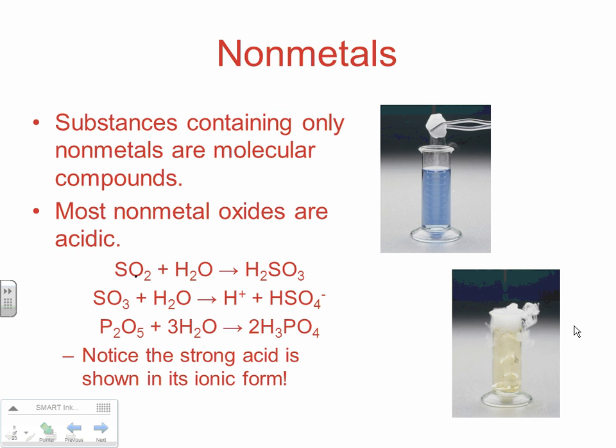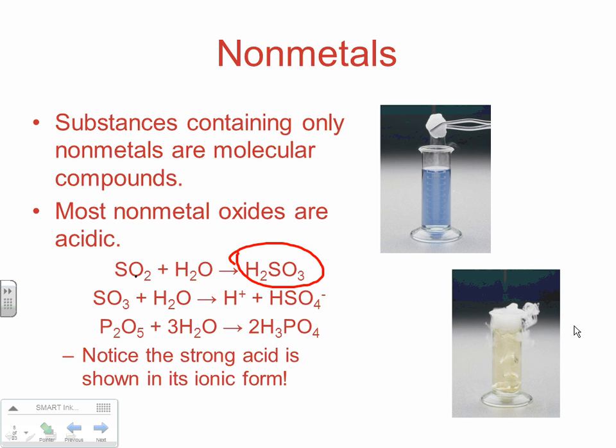Now in the first case here we had H2SO3, which is not one of our strong acids, so notice we keep it in its molecular form. Whereas in the second case, 1 S, a total of four O's and our two hydrogens, well, that's sulfuric acid, H2SO4, which is a strong acid. So if you're writing the equation, remember it's going to split into H plus and HSO4 minus.